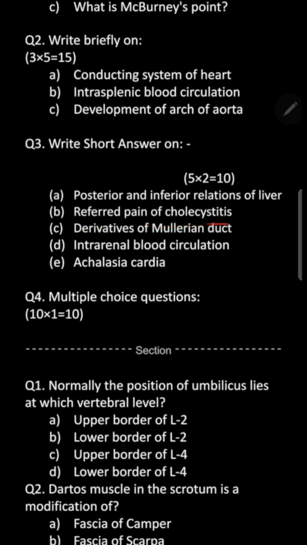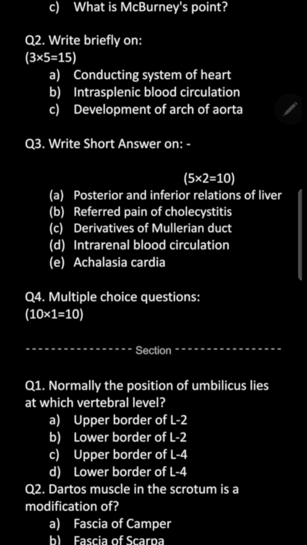So if the pain of cholecystitis is being referred via the right phrenic nerve, it will be referred to the summit of the right shoulder, and that also is being innervated by the lateral supraclavicular nerve. So the dermatome there also is C4, and the phrenic nerve also is carrying the pain sensation from the gallbladder to the same spinal segment, that is C4.